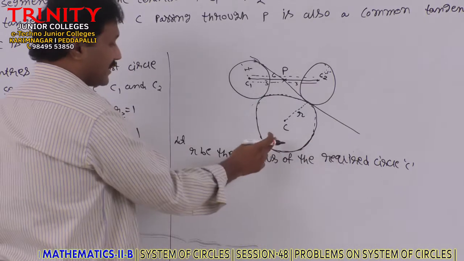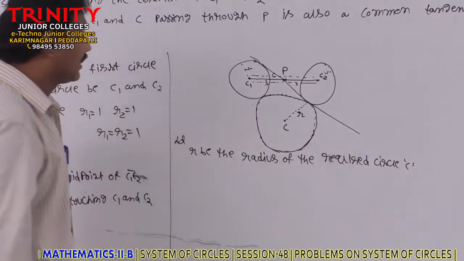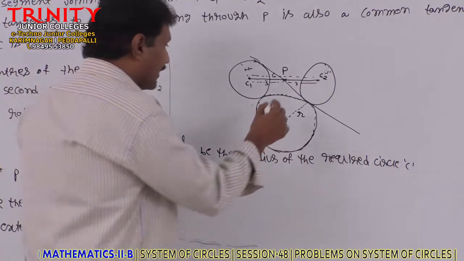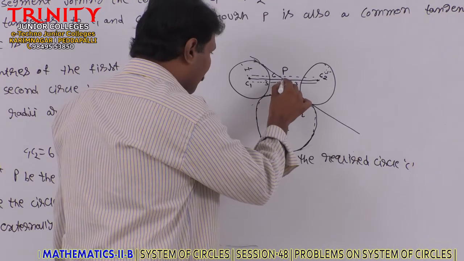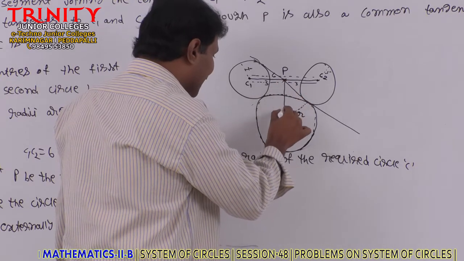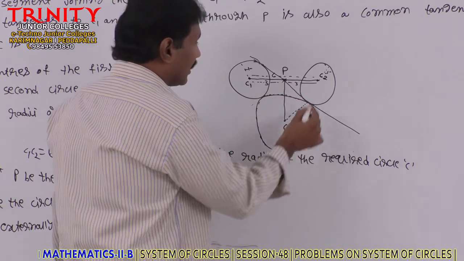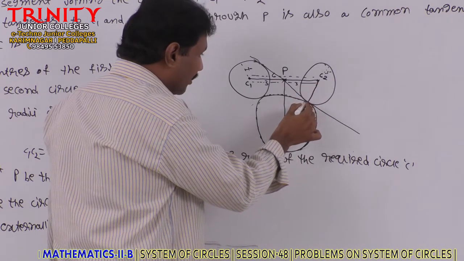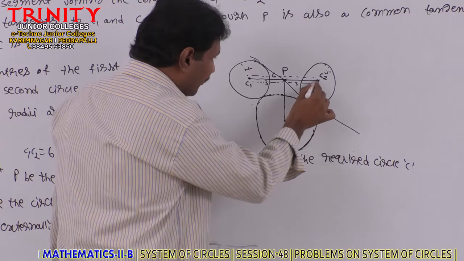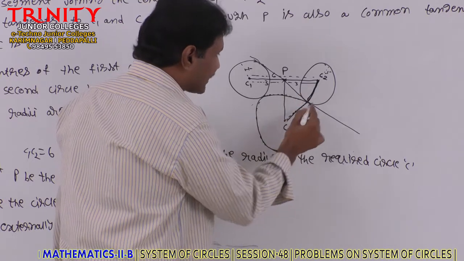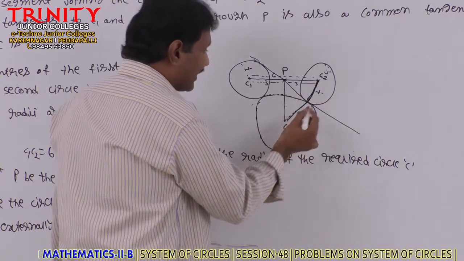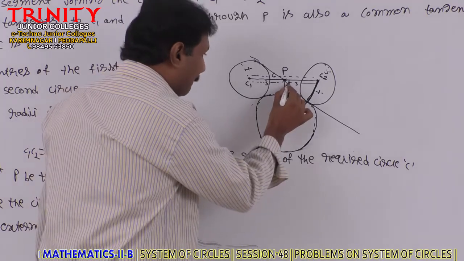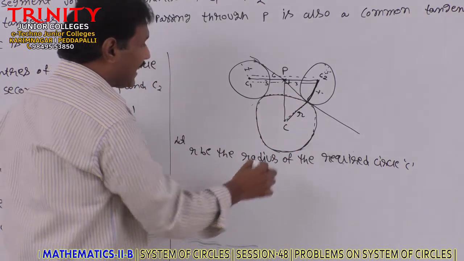C is the center of the circle. Here we join PC perpendicularly. This is the radius of the circle C2. We know that the radius of the circle C2 is 1. Here it is R. It is the perpendicular.